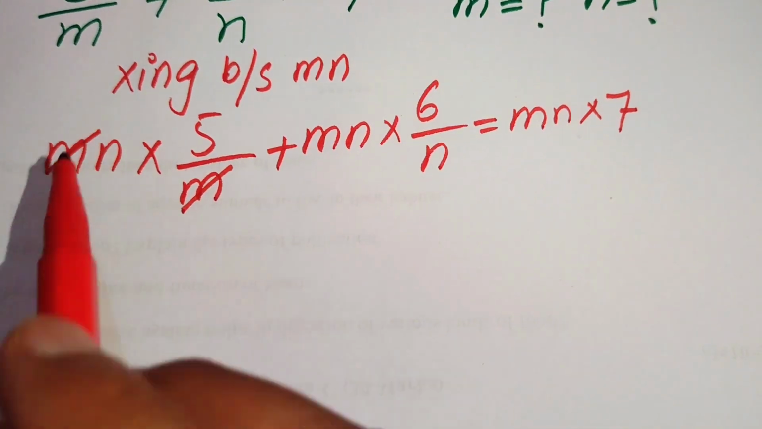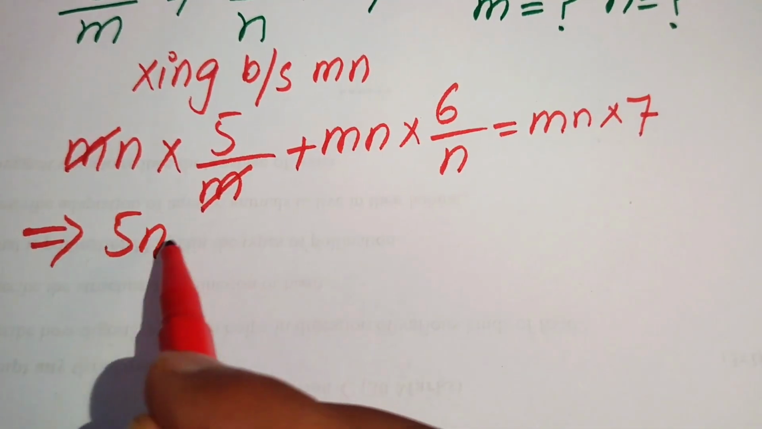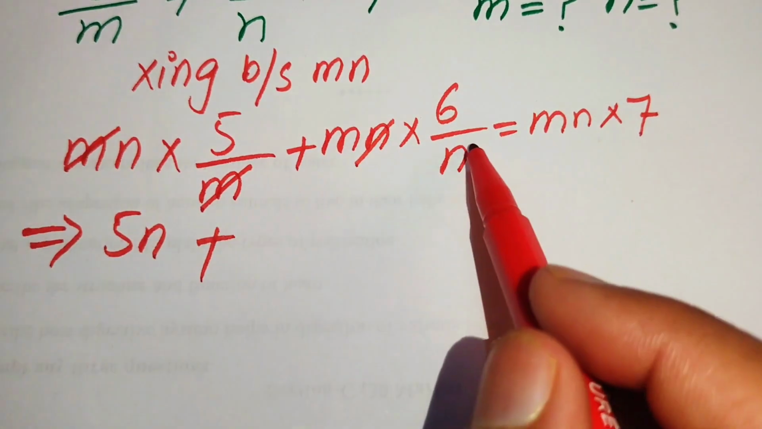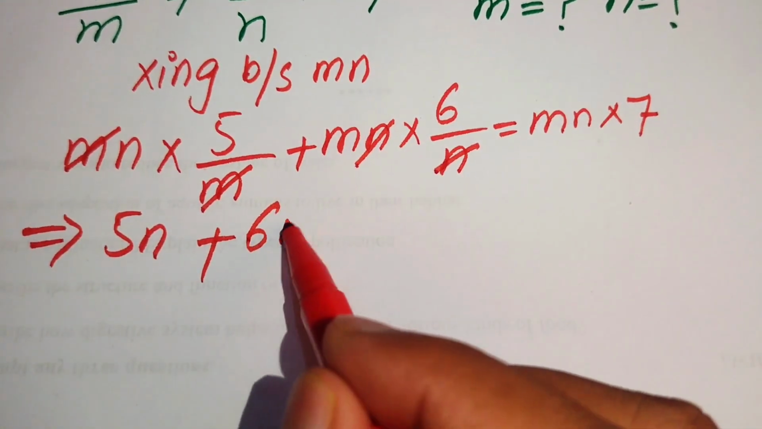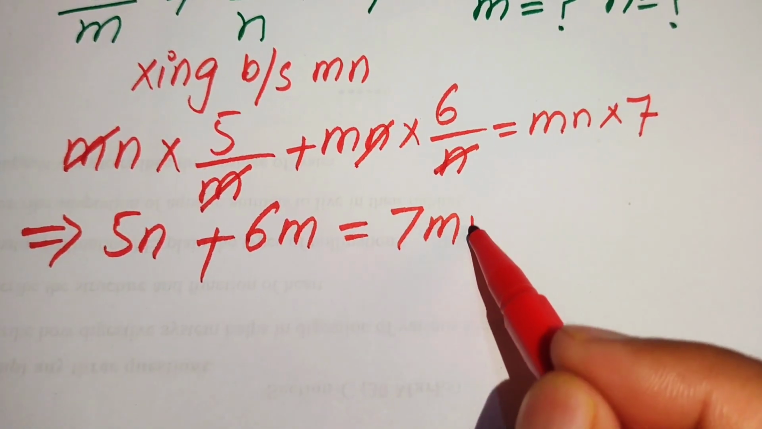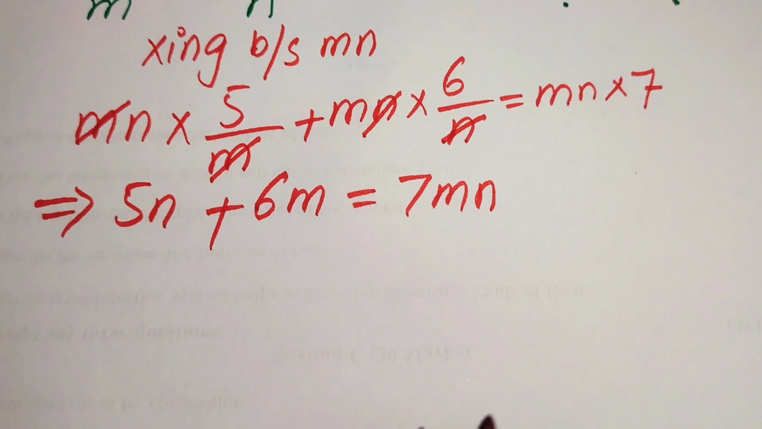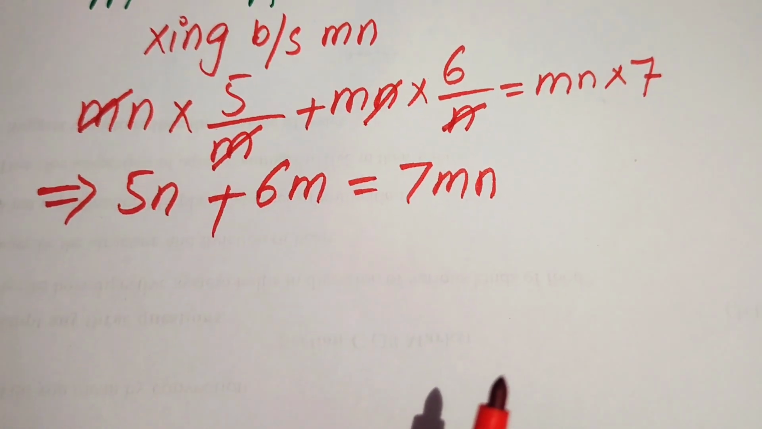Now in the next step, we need a little bit of simplification. This m is cancelled out by this m, and we get 5 times n plus, this n is cancelled out by this n, and we get 6 times m equals 7 times m into n.